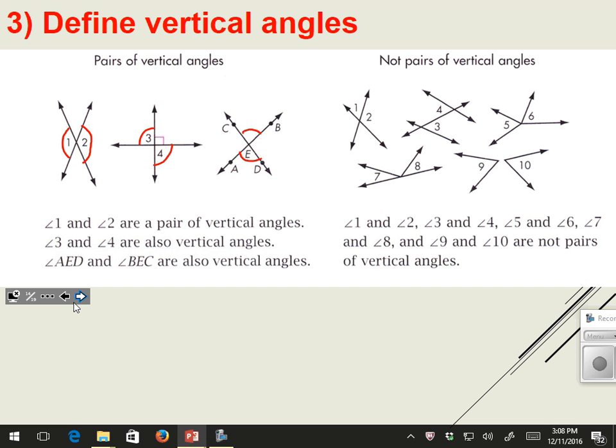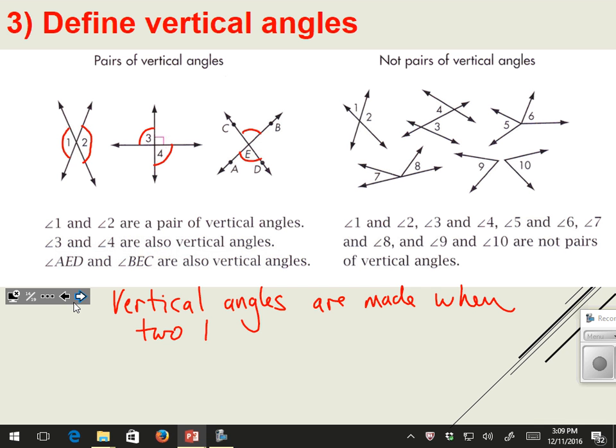So what are vertical angles? There's going to be a lot of writing here, so please make sure you copy all this down. Vertical angles are made when two lines intersect and are across from each other.